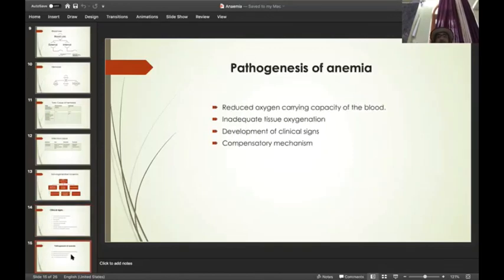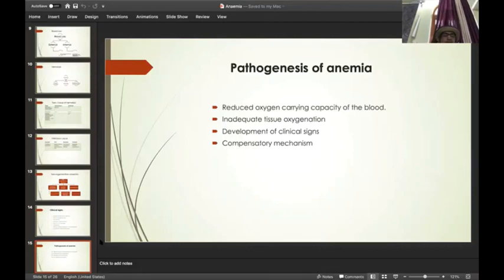Now coming to pathogenesis, what happens if there is anemia? There is a reduced oxygen carrying capacity of the blood. So if there is a reduced oxygen carrying capacity of the blood, there will be anemia that leads to tissue anoxia. Means there will be deficiency of oxygen at the cellular level. So most of the animals show fatigue, they're not able to move, not able to bark, and there may be a chance of development of cyanosis also. So inadequate tissue oxygen is there. All the clinical signs will depend upon inadequate tissue oxygenation.